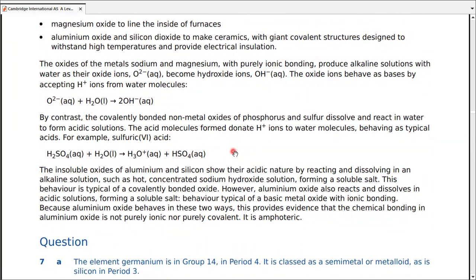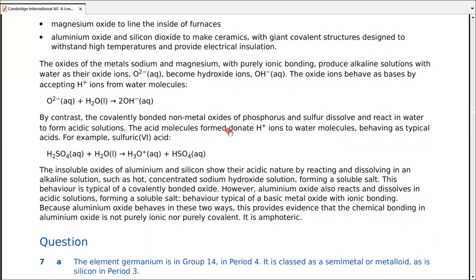Moving on. The oxides of metals, sodium and magnesium, with purely ionic bonding produce alkaline solutions. Why? Because water is going to accept their oxide ions in this way, forming hydroxide ions. This is the exact reason why we say that they form basic oxides. That's what happens to a basic oxide when it is dissolved in water. The oxide ion is accepted by water and converted into hydroxide ion upon proper reaction.